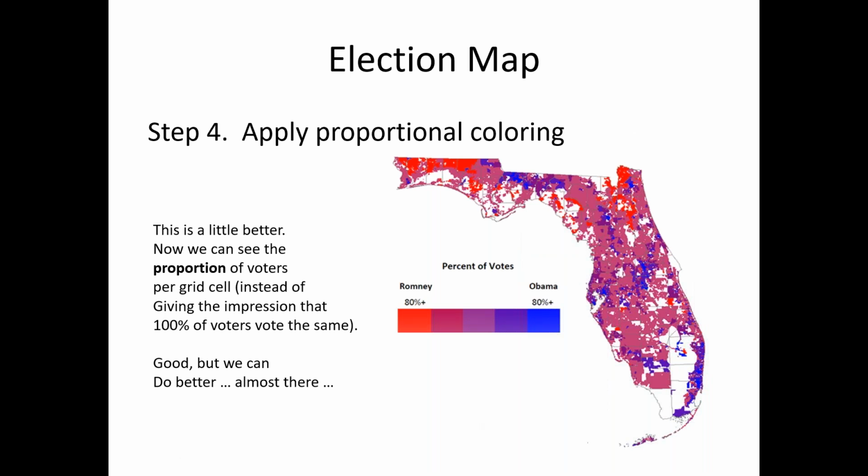Instead of saying that everybody in the area voted the same, why don't we proportionalize it according to the percentage of votes? So now you can start to see that most people are kind of right in the middle, and you see a few pockets here and there. But now we know that everybody did not vote the same way. But we still are under the misguidance that every area has the same number of votes.